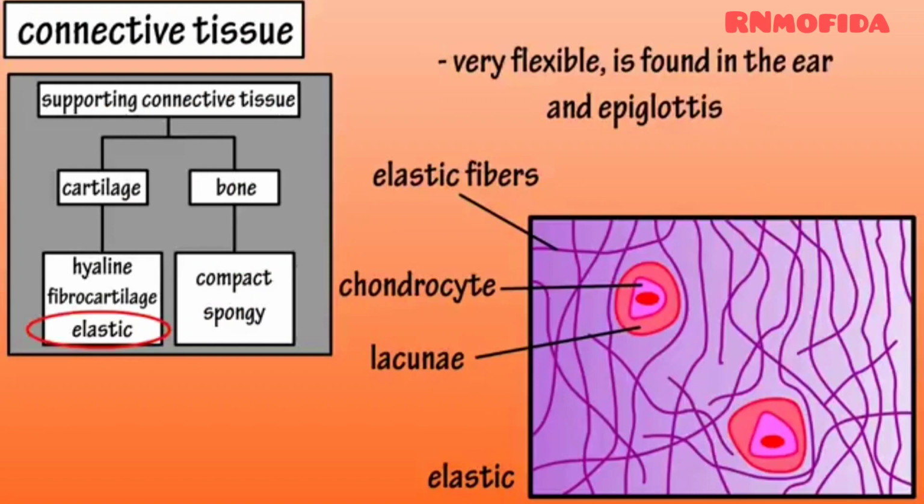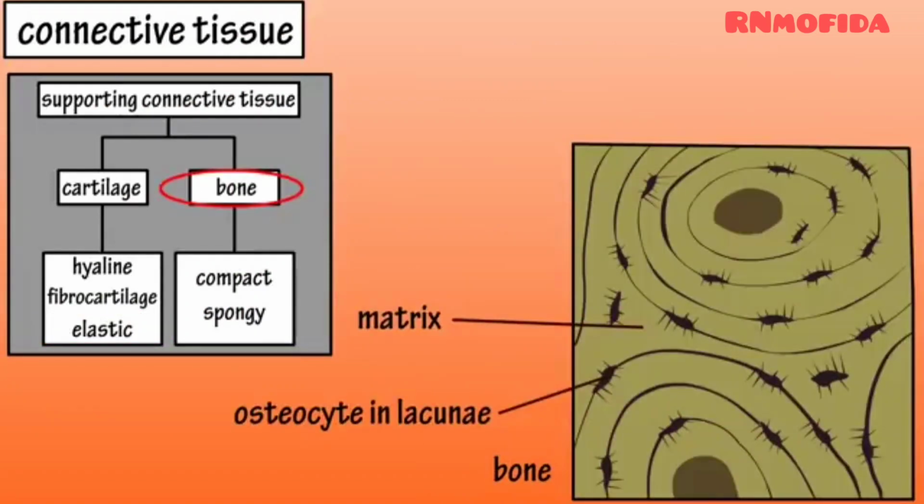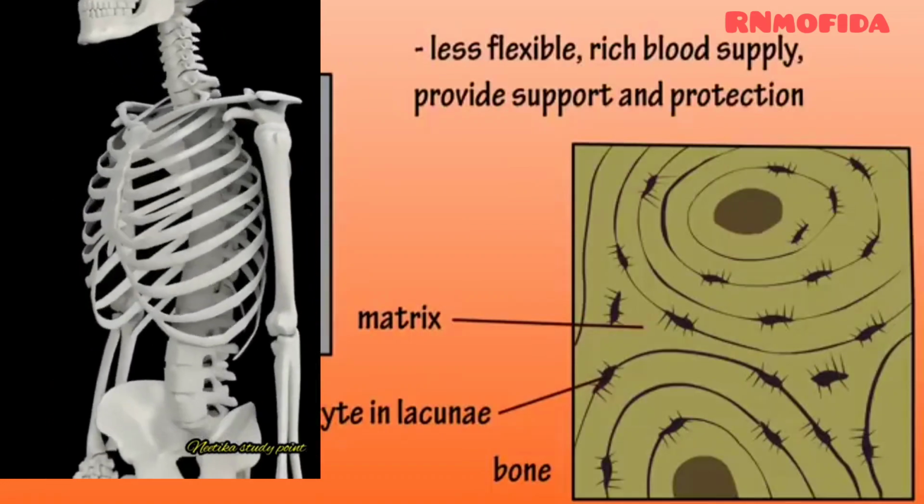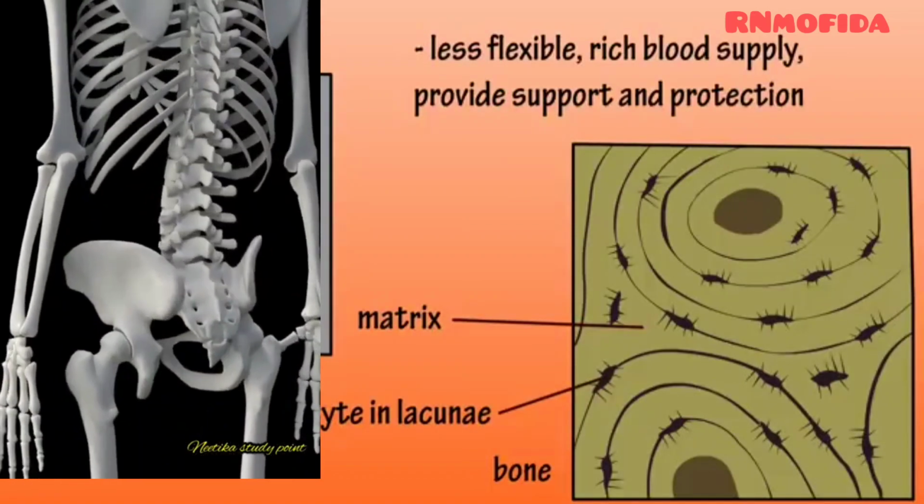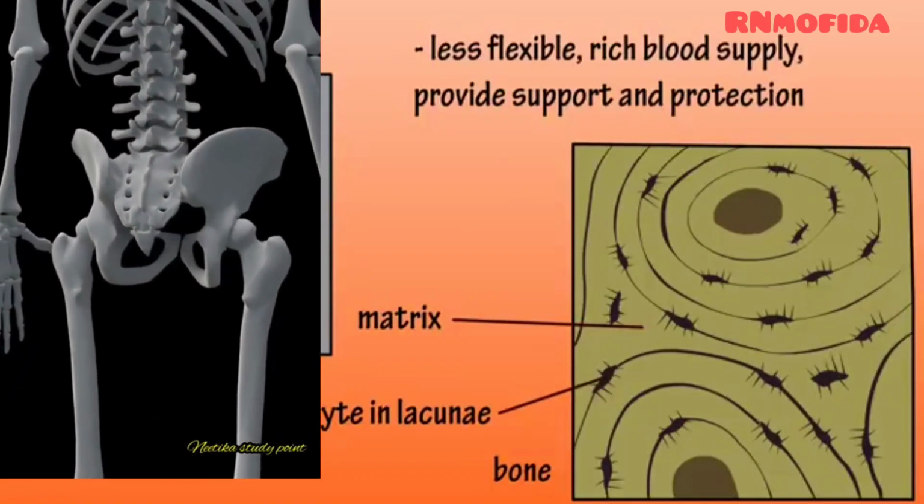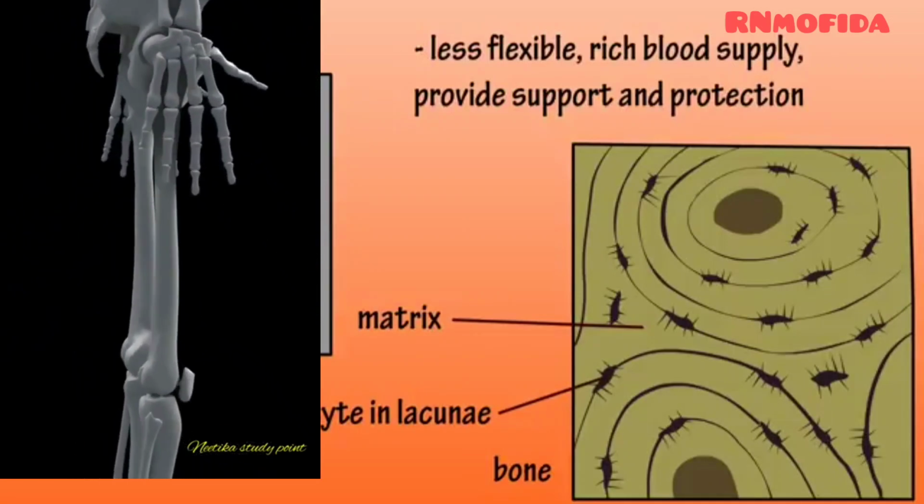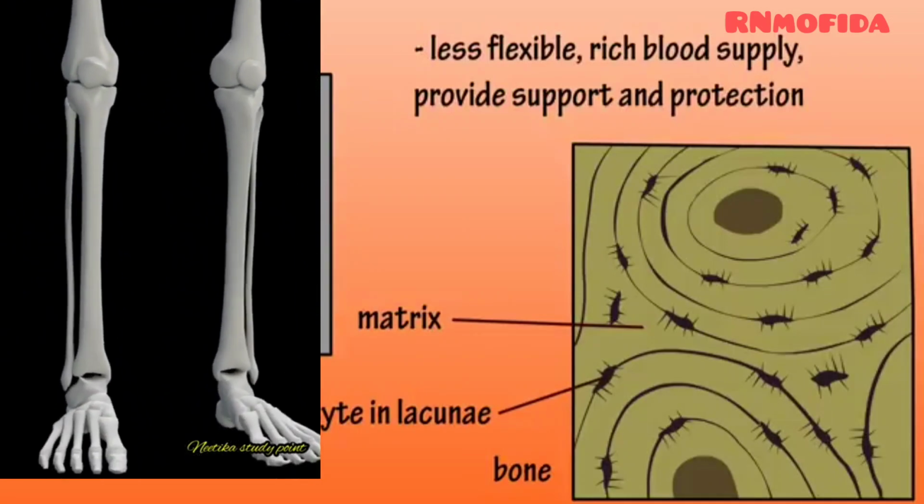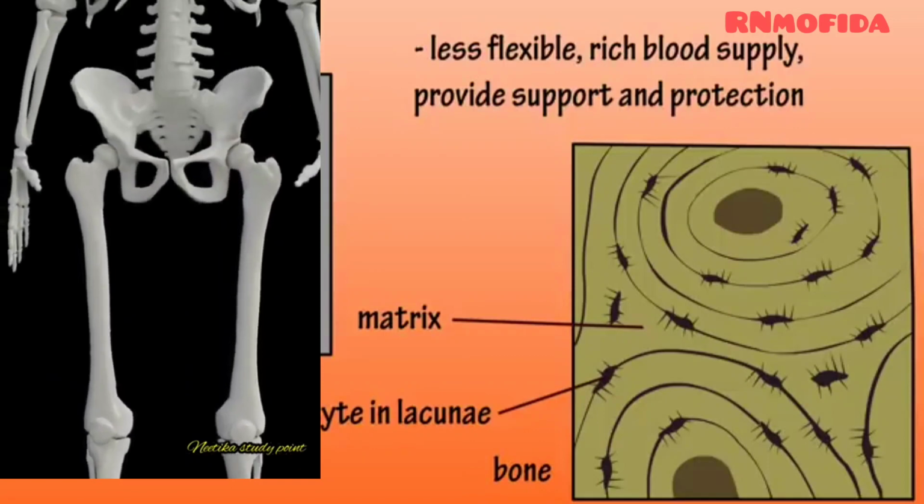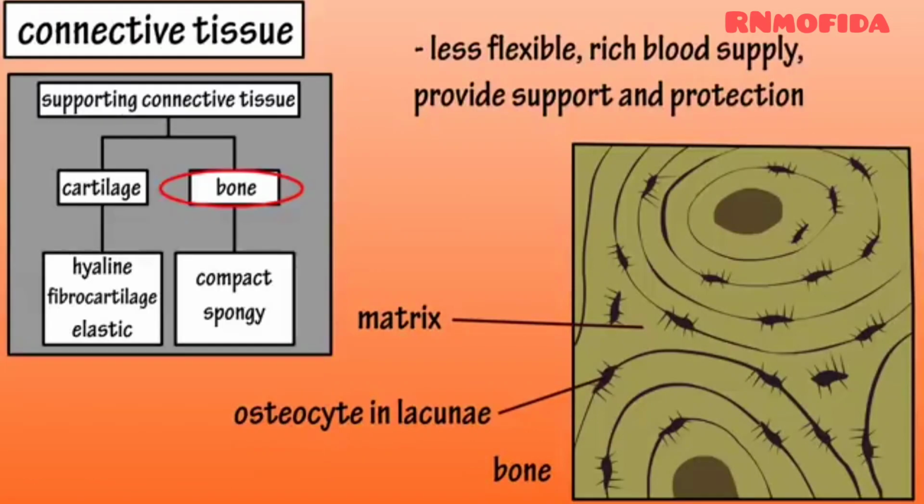To the next classification, that is bone. Bone is the second classification of supporting connective tissue. It has a more solid substance, is rich in blood supply, provides support and protection, and its extracellular portion consists of collagen fibers and mineral salts. Bone cells are osteocytes that occupy small spaces called lacunae. It is again classified into compact and spongy bone.